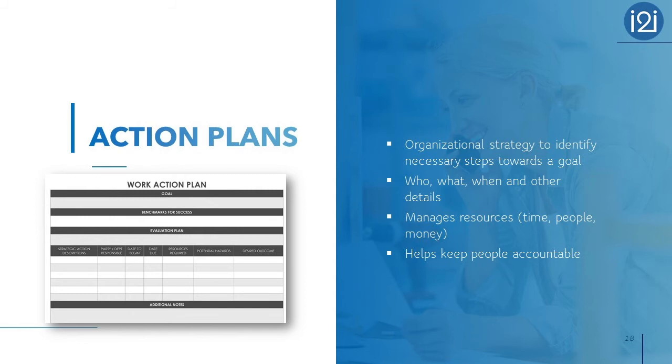And basically, putting someone's name and a date associated with the task they are to complete helps keep people accountable. An action plan could be as simple as sending an email to people saying, these are the 5 tasks we're going to work on, and this is the due date specifically.